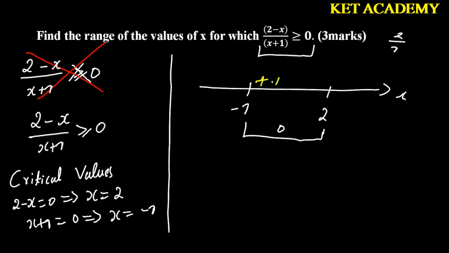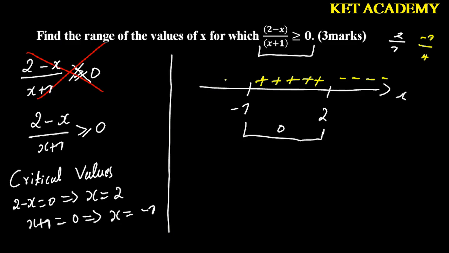So here we have plus, plus, plus, plus. Now we're going to take a value above 2, or greater than 2. Obviously, let's take 3. If you take 3, we're going to have 2 minus 3, which is -1, and 3 plus 1 will be 4. This is a negative value, so we have negative, negative, negative.